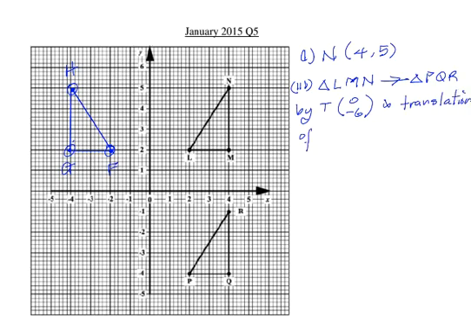Of minus 6 units parallel. Let me write this out. I don't want to write it neatly.